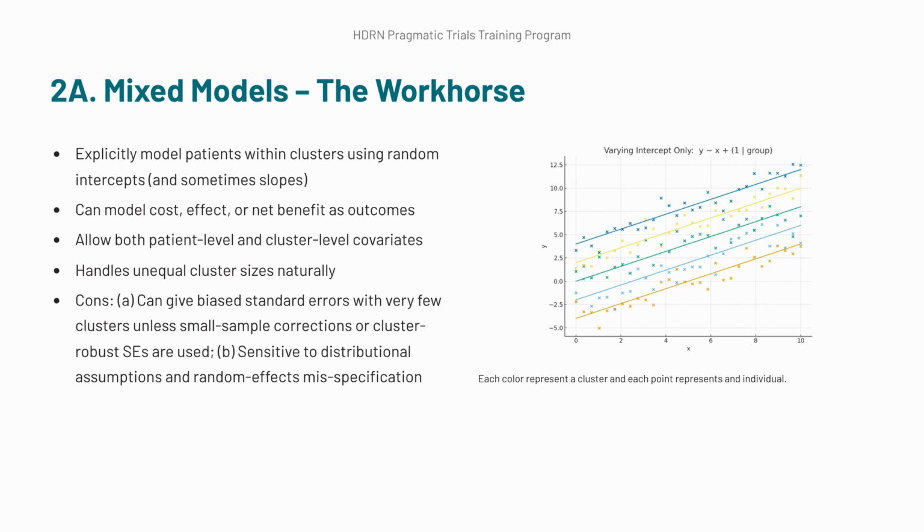They add random effects for clusters, which lets each cluster have its own baseline level, while still estimating a single overall treatment effect. This structure accounts for within-cluster correlation and reduces the risk of overstating precision. The graphic on the slide shows this idea visually. Each group has its own intercept. Each line starts at a different height, but they all share the same slope. These models are flexible and can allow us to analyze costs, effects, or net benefit and adjust for patient and cluster-level covariates.